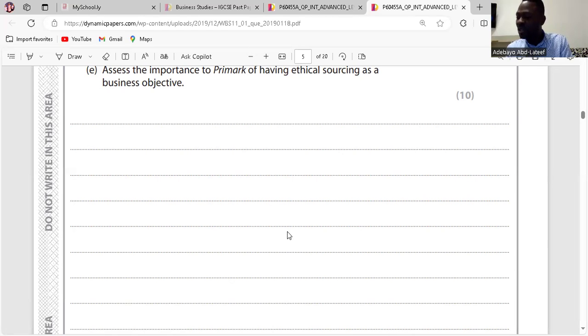The second one, ethical sourcing might not be an objective for Primark, as it might have other objectives. So do you get it? Primark might have other objectives like expansion and increasing market share, which means ethical sourcing is not part of what it thinks about. Is it clear? We move on.